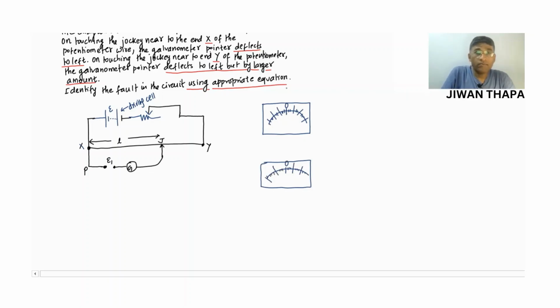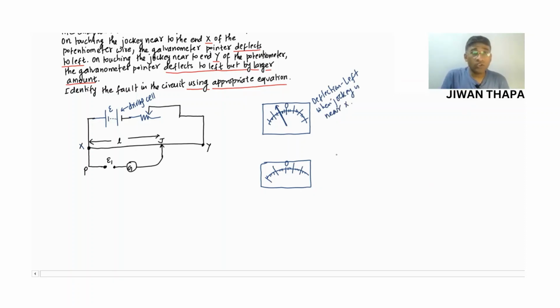So what we find, on touching jockey near to the end X of the potentiometer wire, the galvanometer pointer deflects to left. So we find this. This is the pointer. So deflection towards left when jockey is near end X. So I'm writing in this way, okay?